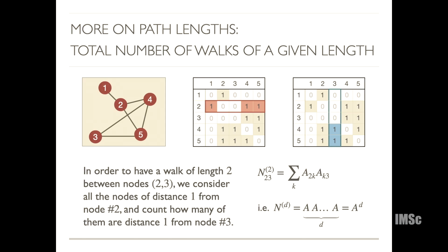And then I can just extend this in general. So A times A times A, d times, will give me a matrix that is going to give me the total number of walks of length d between every pair of nodes in the network. So this is actually a very simple way of finding the total number of walks of a given length.